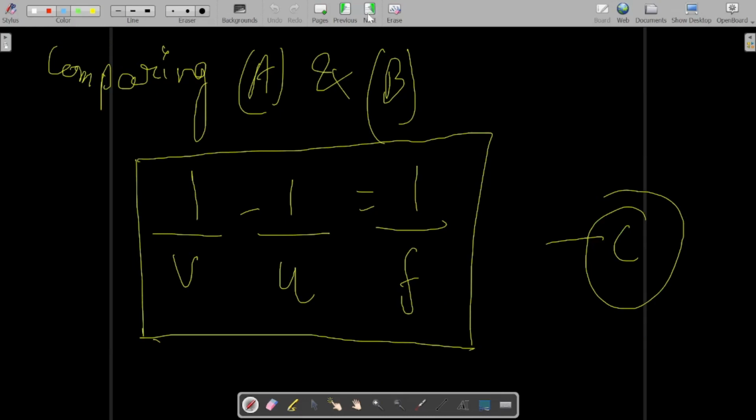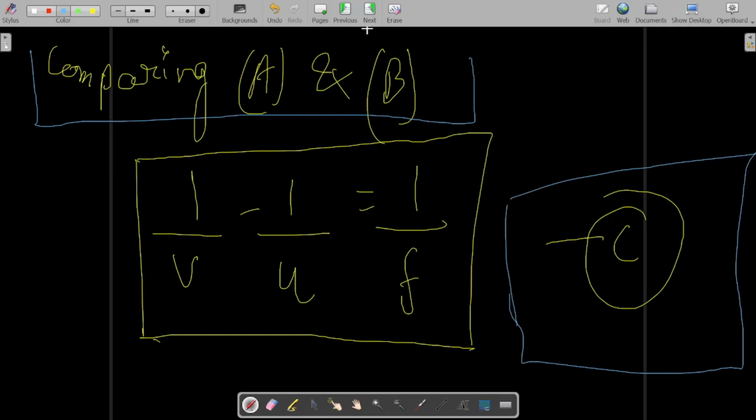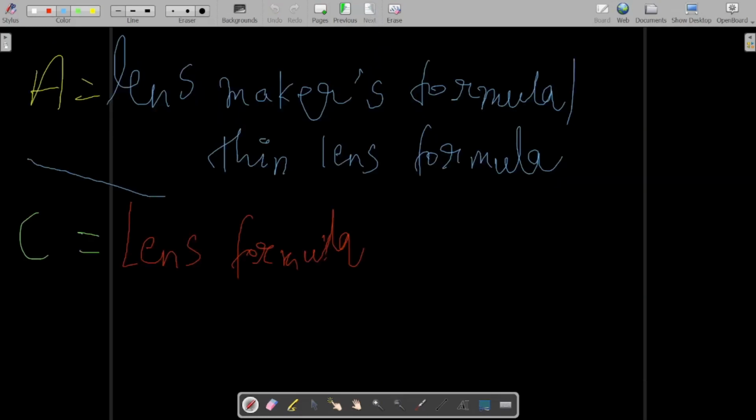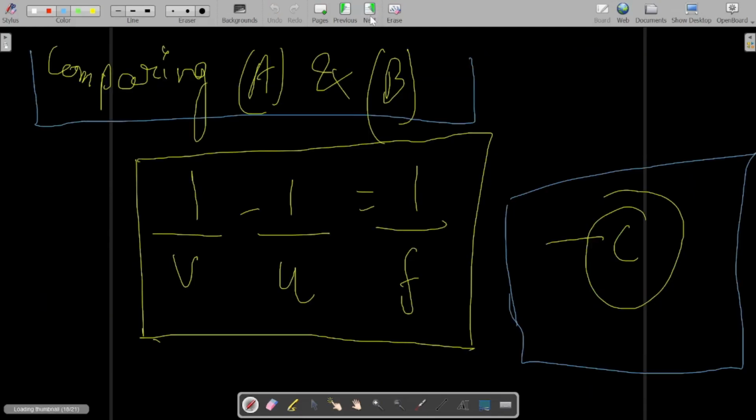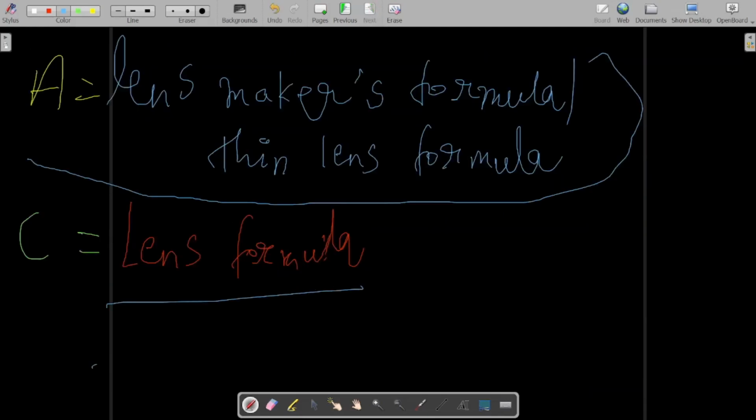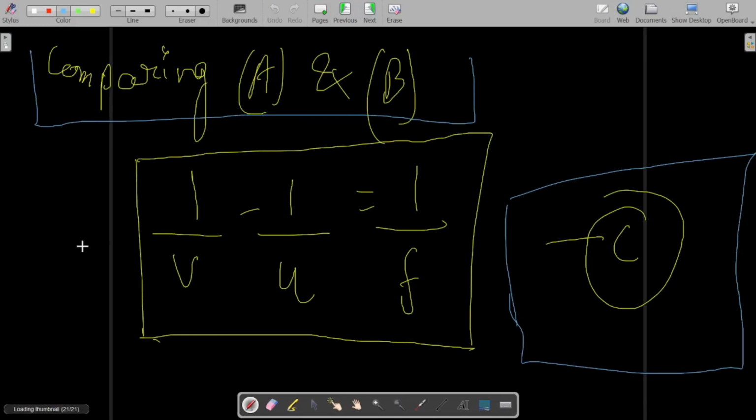If you compare equation a and b, you will get 1 by v minus 1 by u equal to 1 by f. This is your equation c. Equation a is the lens maker's formula, or thin lens formula. And equation c is your lens formula.